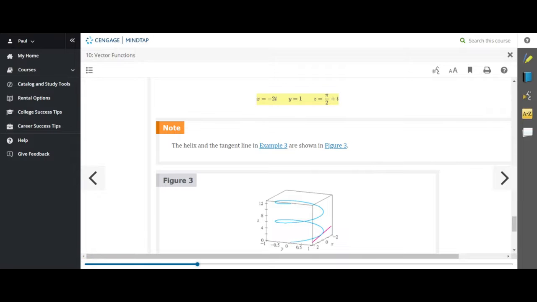But you see at the point 0, 1, pi over 2 on the graph there, when x is 0, y is 1, and z is pi over 2. Pi over 2, that's like 3.14 divided by 2, which is about 1.5, right? But at that point, there's the red tangent line to that helix. There it is.